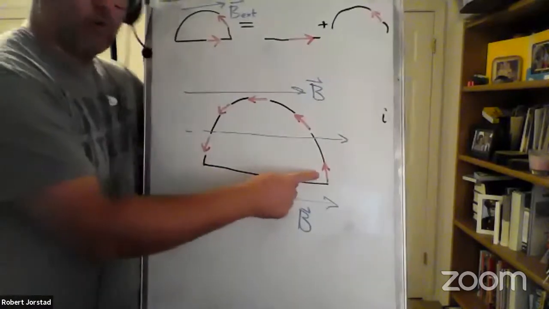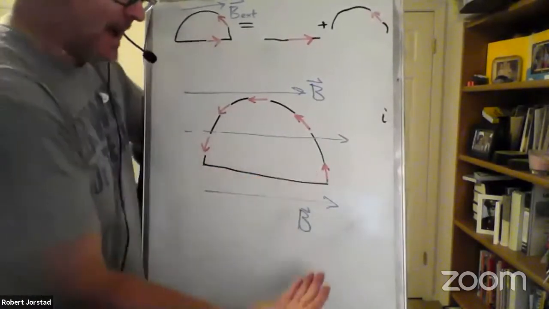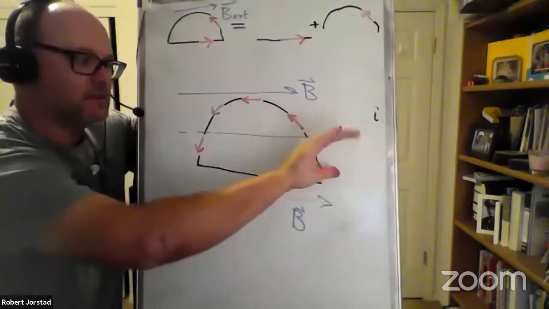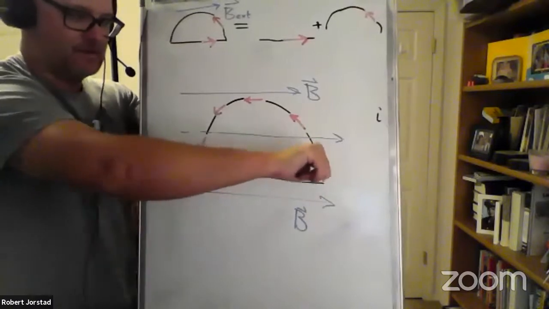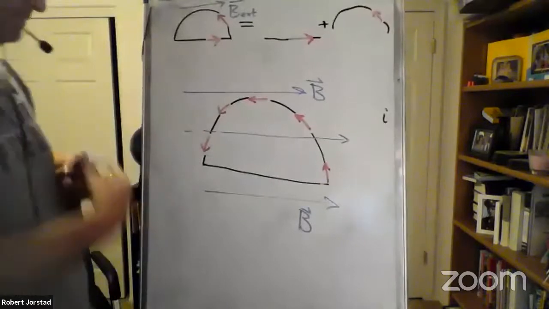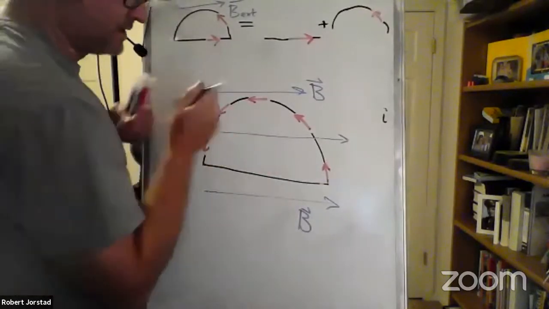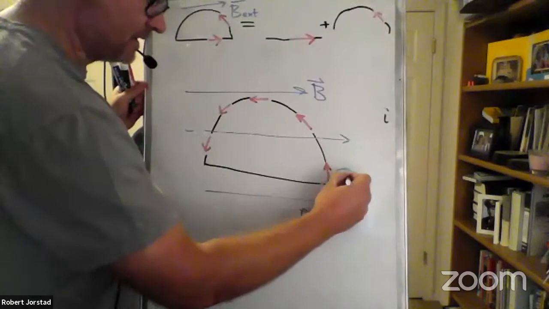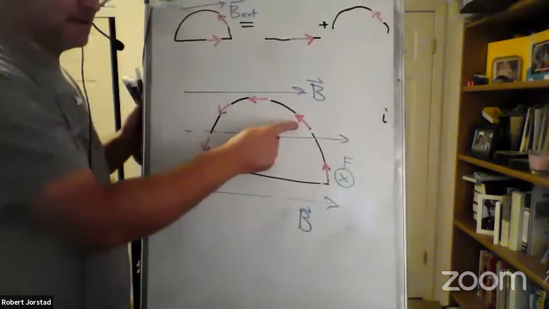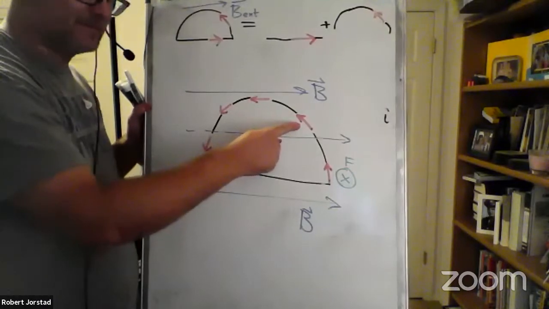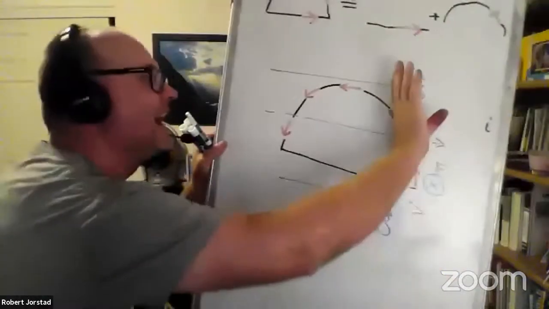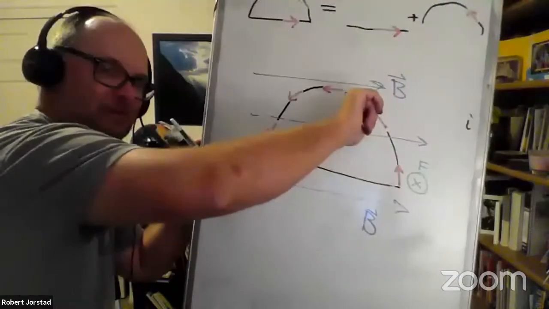Start right here. What direction is the force? I goes to B. What direction is the force right here? Into. I goes to B, goes into. So the force is an X. All right, how about right here? I goes to B, goes into, right?